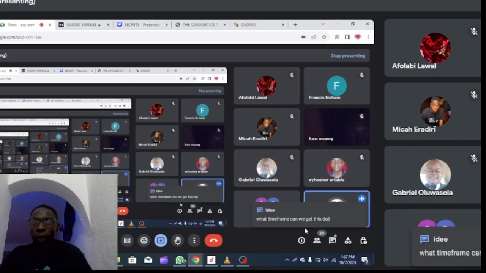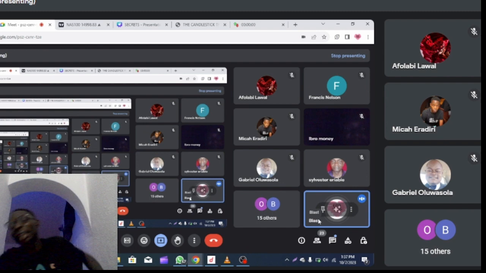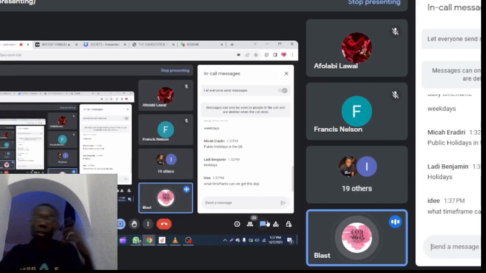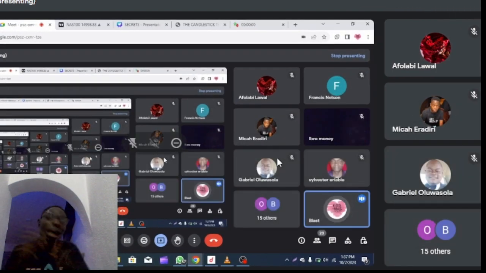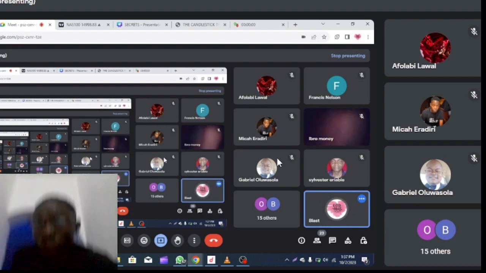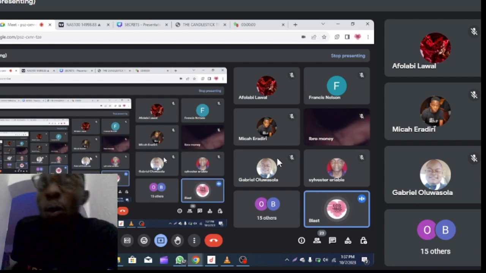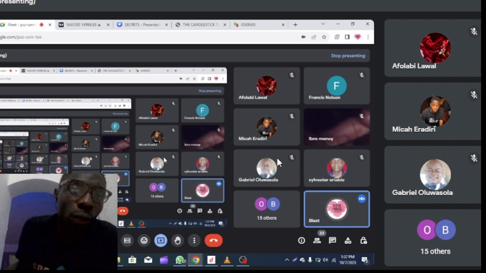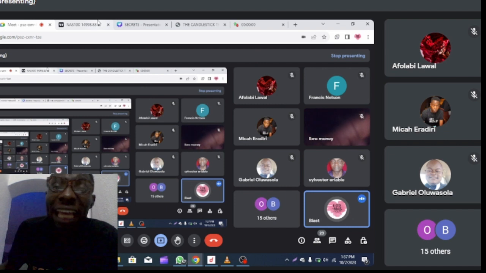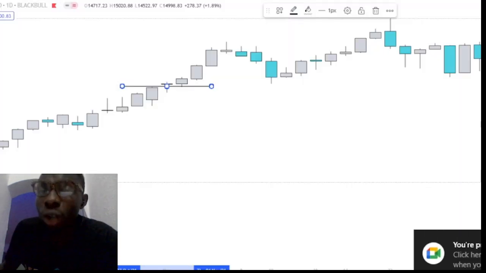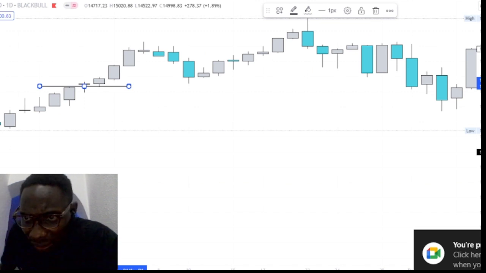What time frames can we get the dojis? You can get them on any time frame, but I said you should go and spot them on daily and weekly, because of what I'm teaching you. There are other ways to trade dojis, but a doji basically is not meant for traders to trade. The only way you can trade the dragonfly and the gravestone doji is what I just explained to you, and I just showed you proof. This is just one pair. It happens across all pairs.